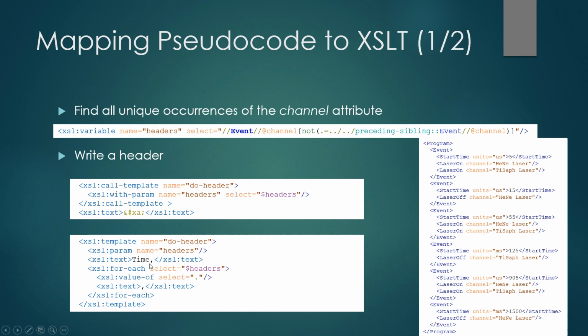Time with a comma. Then we're going to do a for loop for each of the things in the headers. Find the value of, and I've got the cursor here, right? The period in there is being written back out. Why? Because this headers variable was defined to give me channels, channel attributes. So if I already have channel attributes, I'm just saying, give me the text inside there.